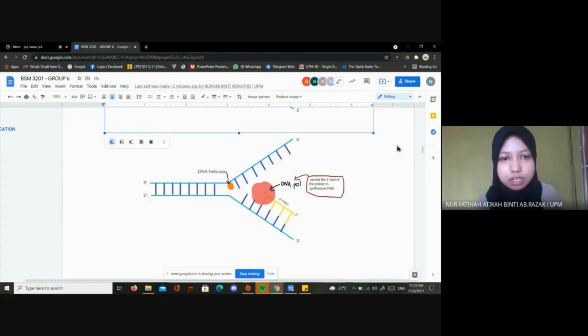And next, Faizah will explain in detail how DNA is replicated.